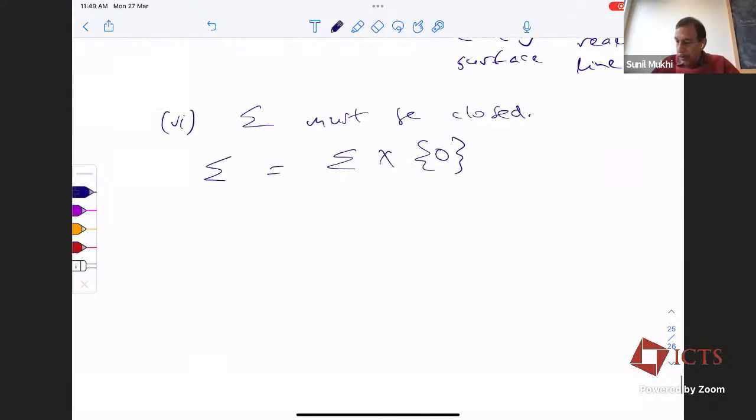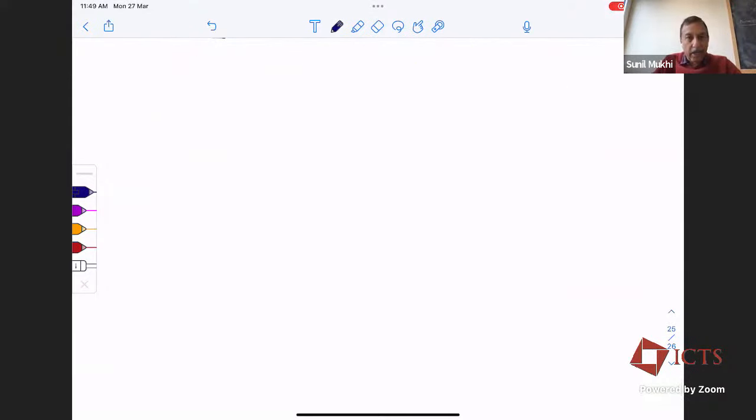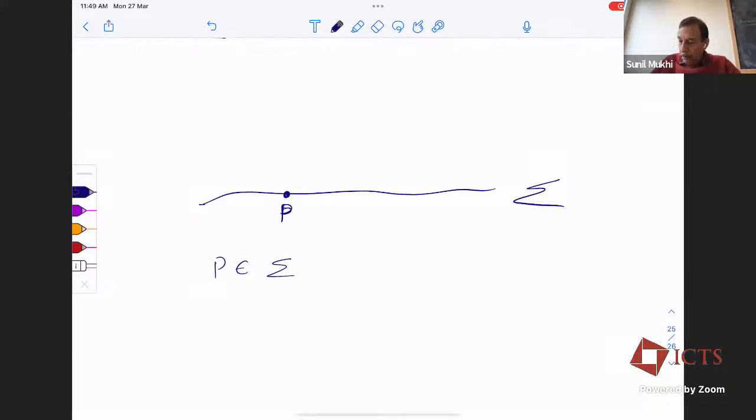Look, I'm sure you can't follow what I'm saying. I'll draw his diagram so that you'll follow. So here is sigma, the Cauchy surface. Here's P, which we assume to be a point in the closure of S, sigma, but not in sigma. So P is in sigma bar, but P is not in sigma.